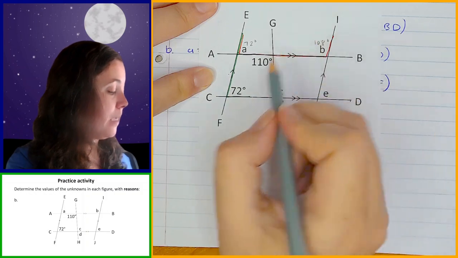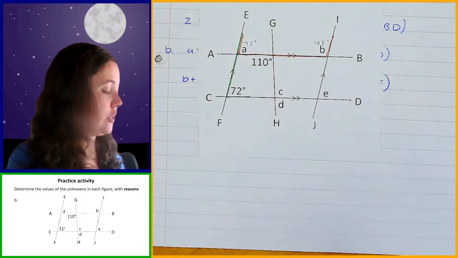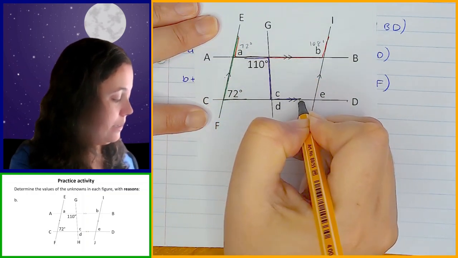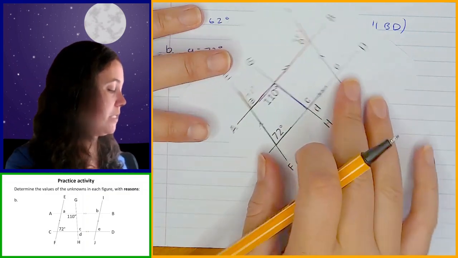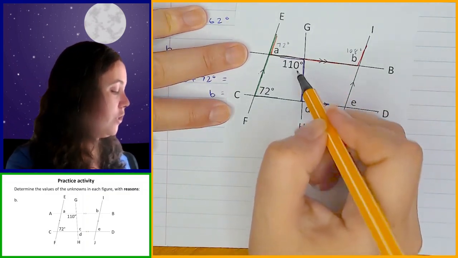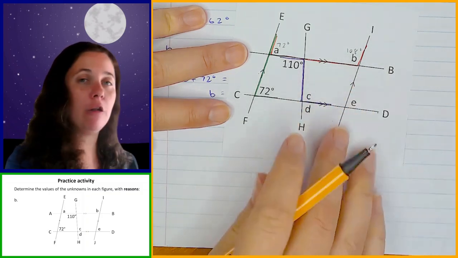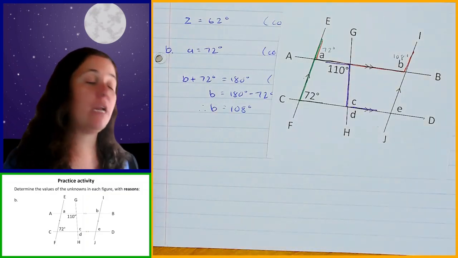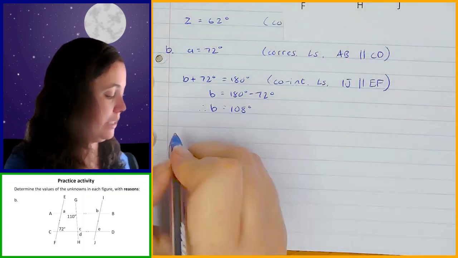So over here, I've got 110, and I've got CD. So the shape that they are making there is that kind of N shape. It's a bit stretched, but it still is there. And if you look at them, they are on opposite sides of the transversal, and they're both between the parallel lines. So they are alternate interior angles. And remember, alternate angles are equal to each other. So C is going to be equal to 110 degrees.